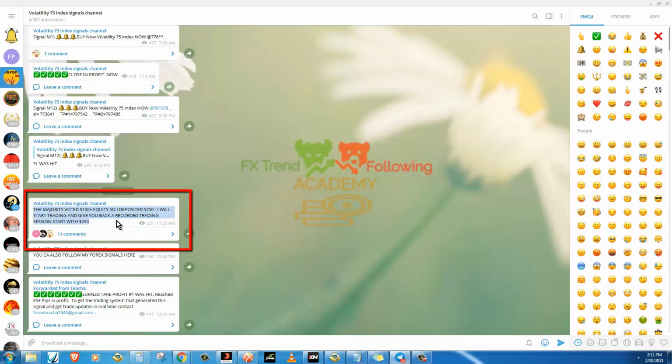A recorded trading session starting with the $250. I didn't want to make a deposit of maybe 5,000 or 10,000, because the majority of the people can't afford that. They're just starting to trade. They might not have that kind of money. So that is why I asked earlier on.